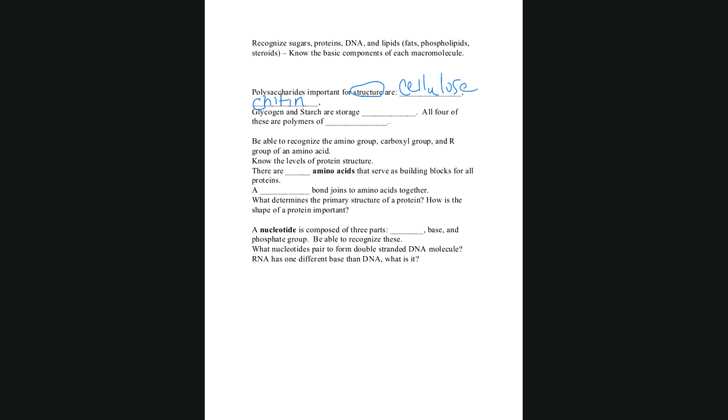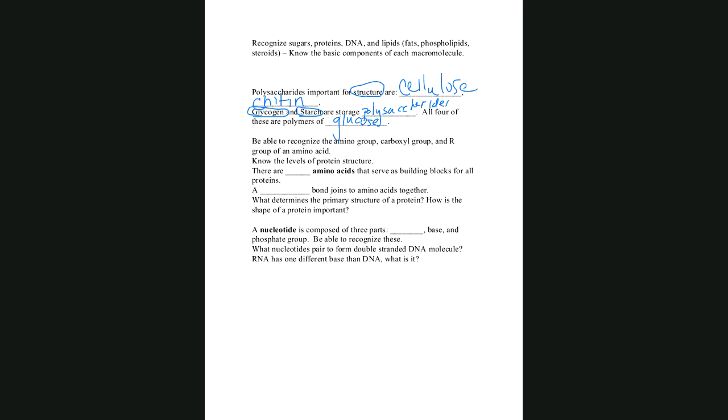Now, there are also polysaccharides that are for energy storage. Okay, glycogen, this is the way that we store our glucose if we have excess glucose. Starch is the way that plants store their excess glucose. So that's why pasta and potatoes and things are high in starch, because it's stored. That's how the plants store their extra glucose or sugar. So these are energy storage polysaccharides. Okay, all four of these, cellulose, chitin, glycogen, and starch, are polymers of the monosaccharide glucose. So you put a whole bunch of glucose molecules together by way of a dehydration reaction, and you're going to have these: cellulose, chitin, glycogen, and starch.